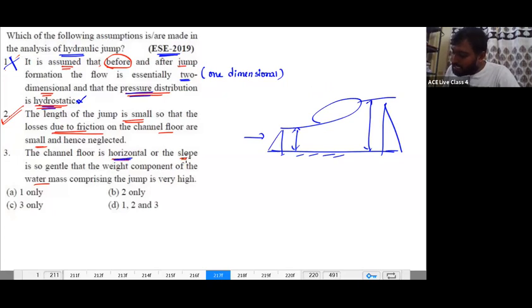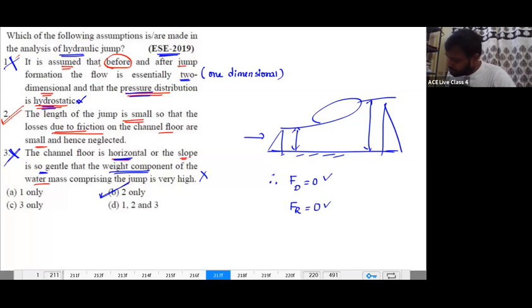The channel floor is horizontal or the slope is so gentle that the weight component of the water mass comprising the jump is very high. No, you know that in the case of the hydraulic jump, we take FD is 0 and FR is equal to 0. They are mentioning the weight component is going to be very high, so it is not going to be possible. The weight component is going to be very, very less because theta is equal to 0. What is the meaning of weight component of water mass comprising the jump? That is nothing but the driving force. So it is not going to be correct. Then what is the only option? The only correct answer is going to be 2.